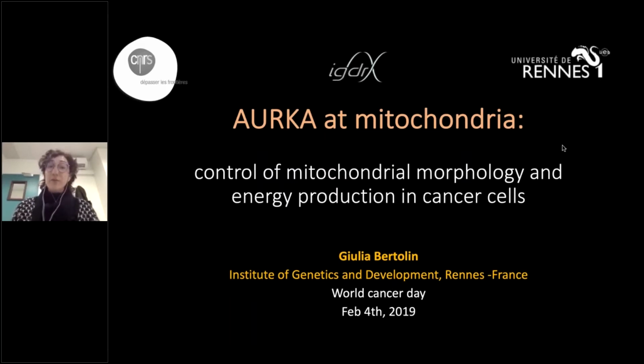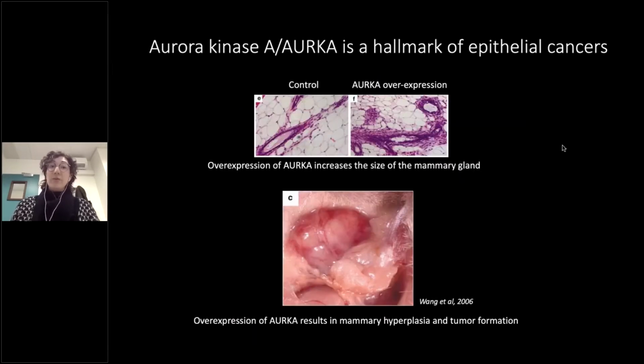So my work focuses on the role of Aurora A at mitochondria and more specifically how it controls mitochondrial morphology and energy production. You might know that Aurora A is now considered a hallmark of epithelial cancers, and you might well appreciate here in this histochemical micrograph, where you can observe a mammary gland tissue slice, where Aurora A is overexpressed compared to control tissues.